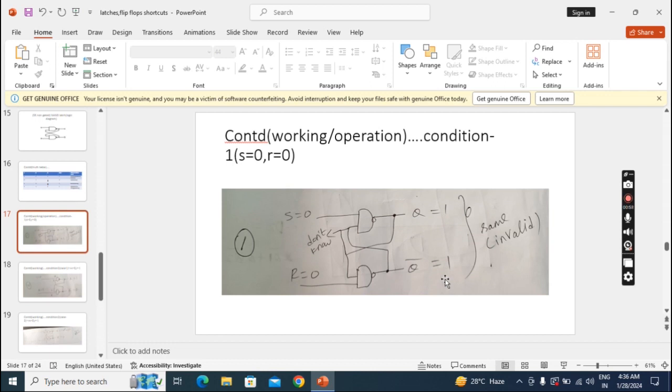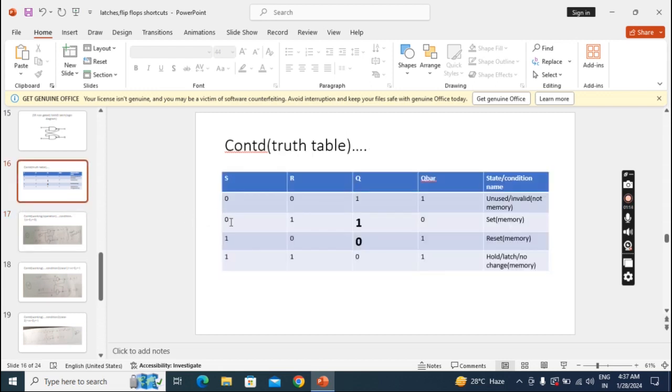So this is what happens in the first condition. I told you both outputs should be complementary. That is the rule, and it is not following that rule. That's why we call it an invalid or not used condition. Now we'll see the second condition. Here for the first condition we got 1 1. Now the second condition, 0 1, we'll see.